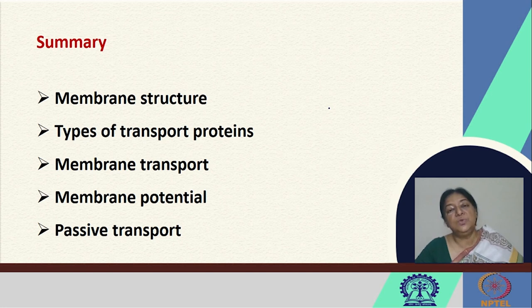We also understood that there is a membrane potential involved, and we will look at the membrane potential in a bit more detail to understand the thermodynamics of the membrane transport, thermodynamics of the transfer of material from one side of the membrane to the other.